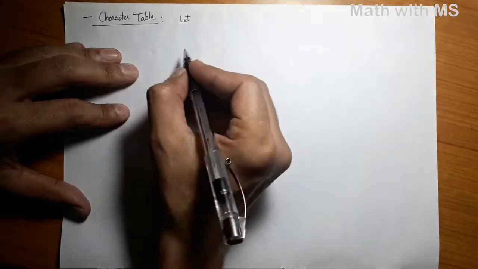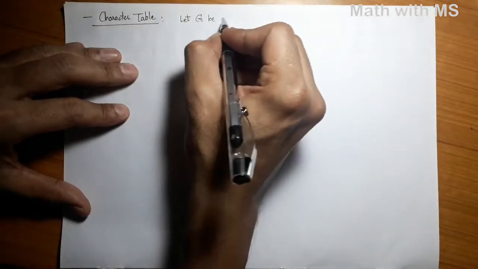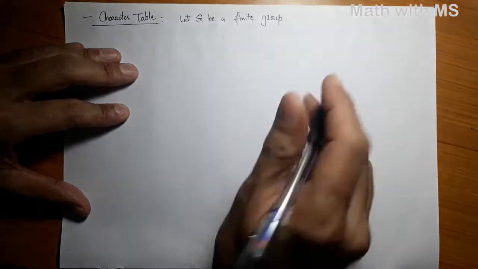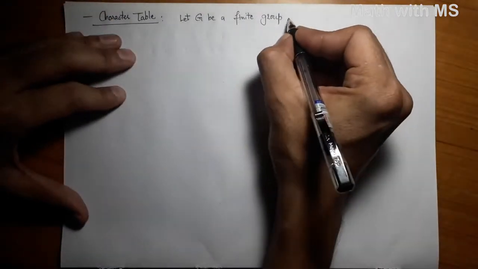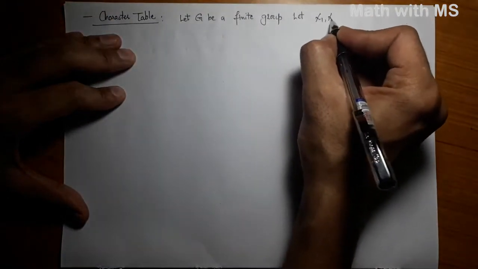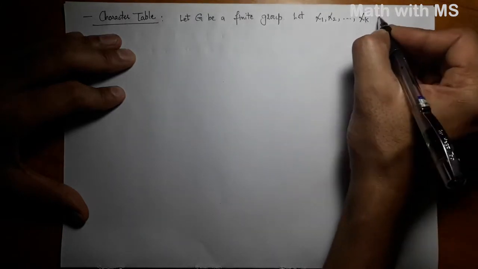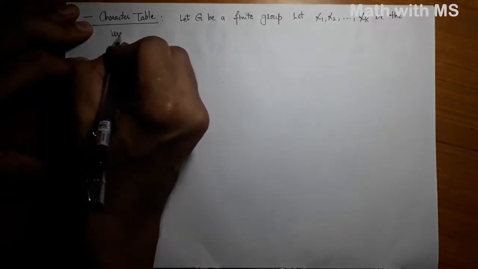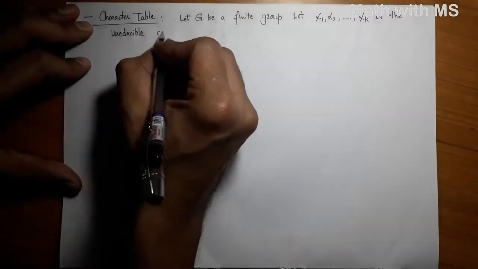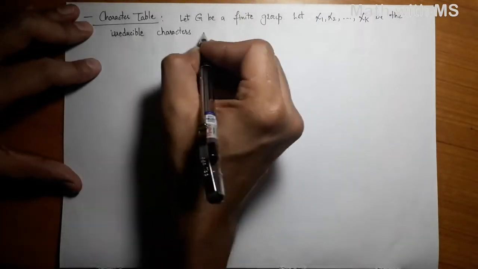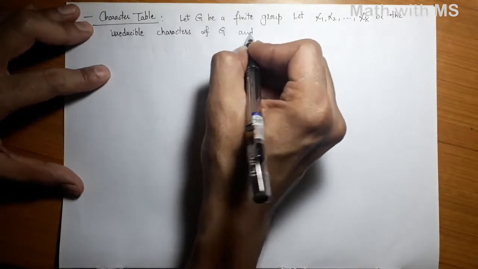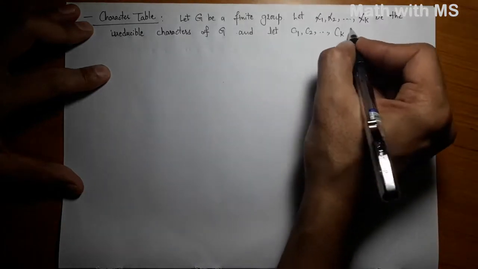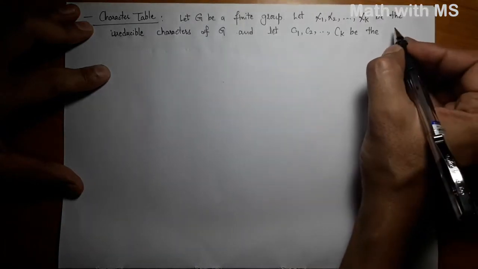So let G be a finite group. Let chi1, chi2, and so on, chi k be the irreducible characters of the group G, and let C1, C2, and so on, Ck be the conjugacy classes of the group G.